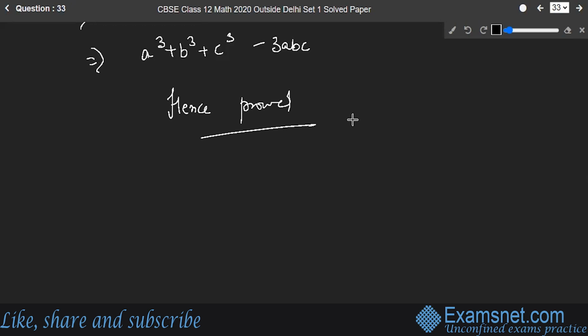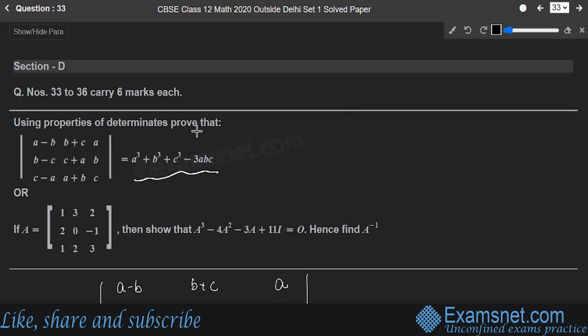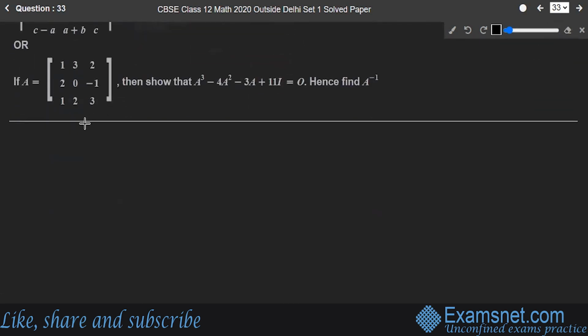Hope you understood that. Let's move to the B part of the question now. Okay. So now you're given that A is this matrix, then you show that A cube minus 4A square minus 3A plus 11I, that is the identity matrix, is equal to 0. And after that, you have to find out A inverse as well. So let's go with this question. Let's write, this is the B part. A matrix is 1, 3, 2, 2, 0, minus 1, and 1, 2, 3.